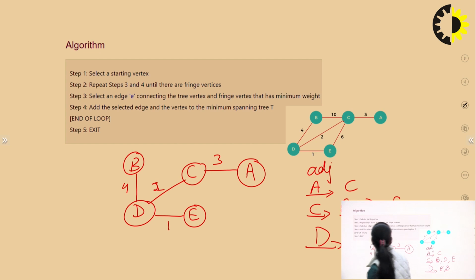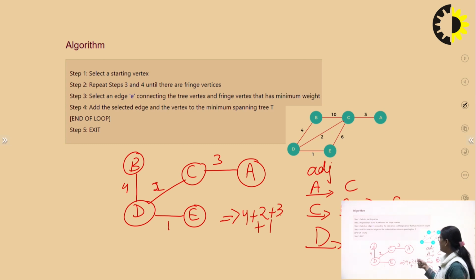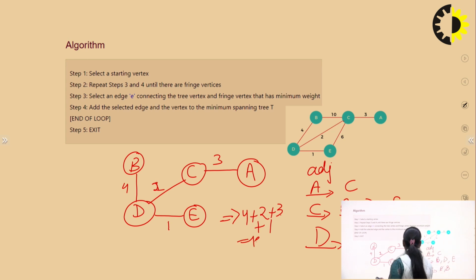this cost. So for this given question, what is the final cost? The cost is 4 plus 2 plus 3 plus 1, which is 8, 9, 10, 11, 12, which is 12. So this is the minimum cost of this particular spanning tree.